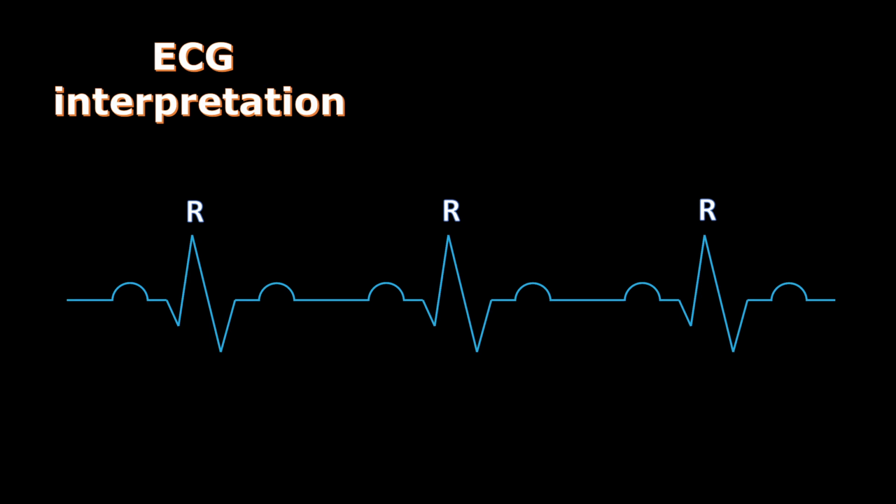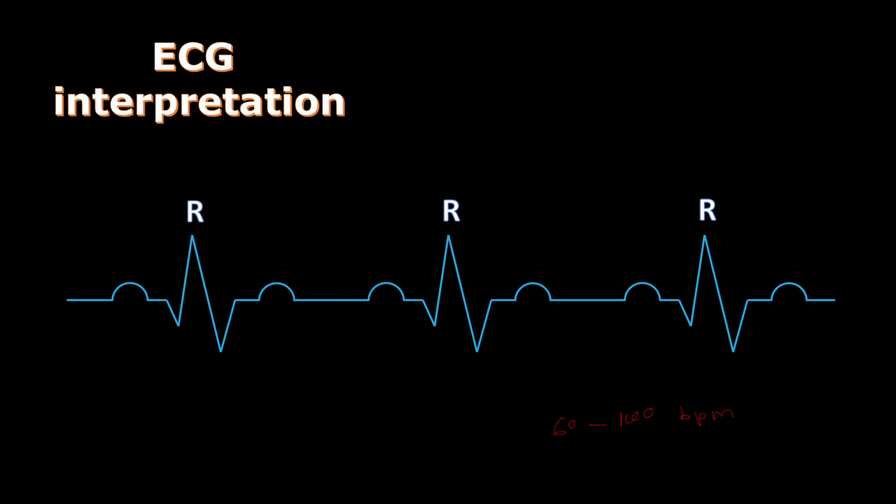The SA node sets the rate and the rhythm. At rest, a normal heart beats around, let's say, 60 to 100 per minute. So 60 to 100 beats per minute in a normal adult state. Exercise, emotions, fevers, and some medications can cause your heart to beat faster, sometimes well over 100 beats per minute.